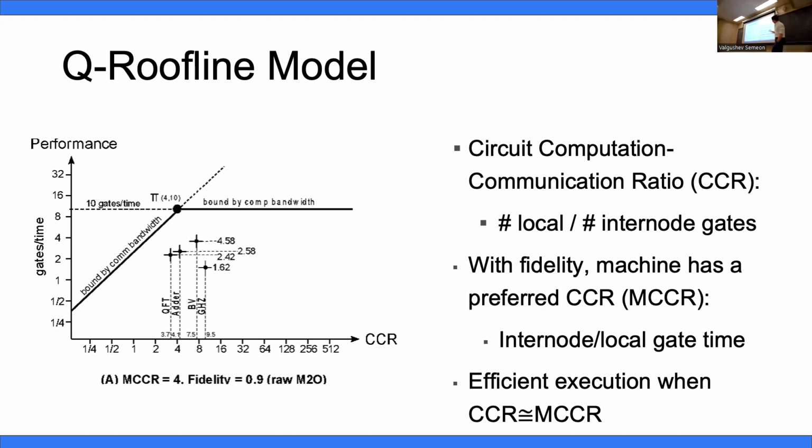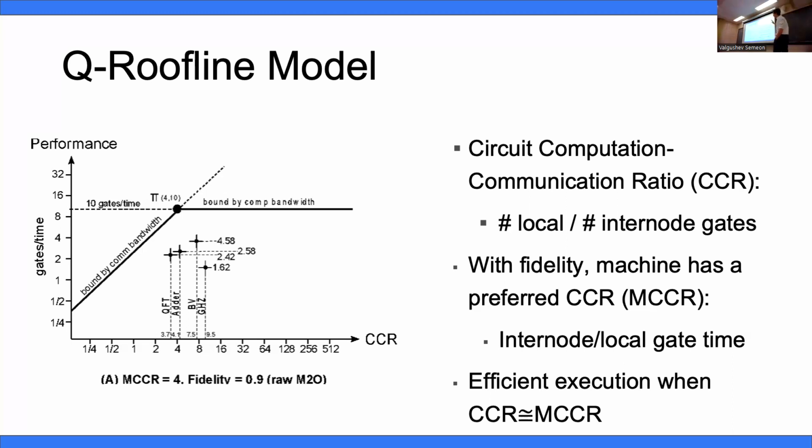And the right thing to do is it's a preferred or machine CCR. And what I do there is I figure out the amount of time it takes an internode gate to run and divide it by the amount of time a local gate takes to run. And my life is good if these are equal. A nice way to see that is if my internode gates are very slow, they take a long time, then I would like a lot of local gates and not so many internode gates.